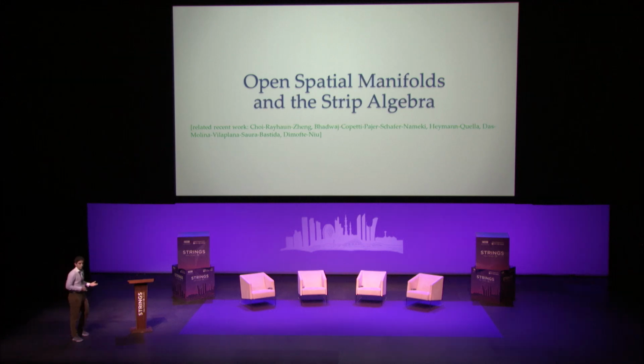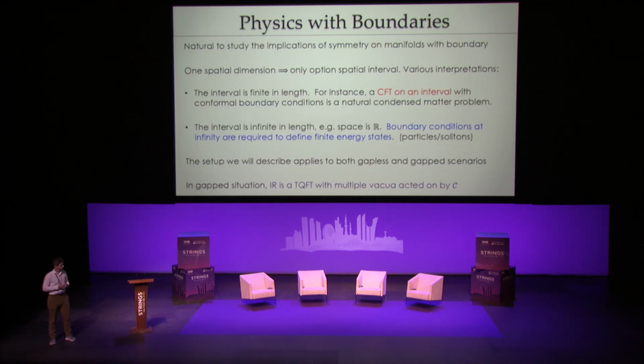So now we're going to do the same thing, but we're going to consider instead the action of symmetry on open spatial manifolds. Okay? So we have open spatial manifolds, but we're in one dimension, so there's not really many options for what that manifold can be. It's just an interval. But the interval can have various interpretations. So there are different contexts here. So one possibility is that it's really what you think when I say an interval, a finite length interval. So for instance, you could be talking about a conformal field theory where you have some conformal boundary conditions on the two sides. That's a natural problem in both string theory and condensed matter, and you could be trying to understand the states there.